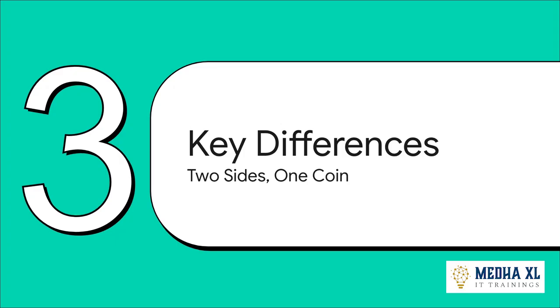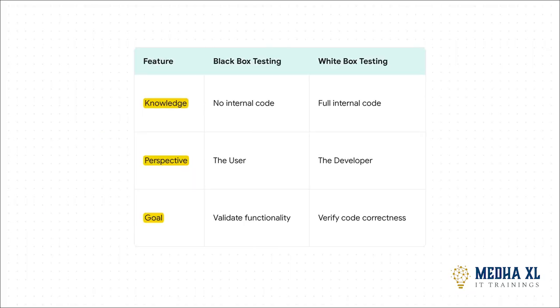Okay, so we have these two completely different philosophies. Let's put them side by side, head to head, to really see what makes them tick. This chart just lays it all out, doesn't it? Black box requires zero knowledge of the code. It's all about the user's view, and its whole goal is to make sure the features work. White box, on the other hand, is the total opposite. You need to know the code inside and out, from the developer's perspective, to verify that it's all written correctly.